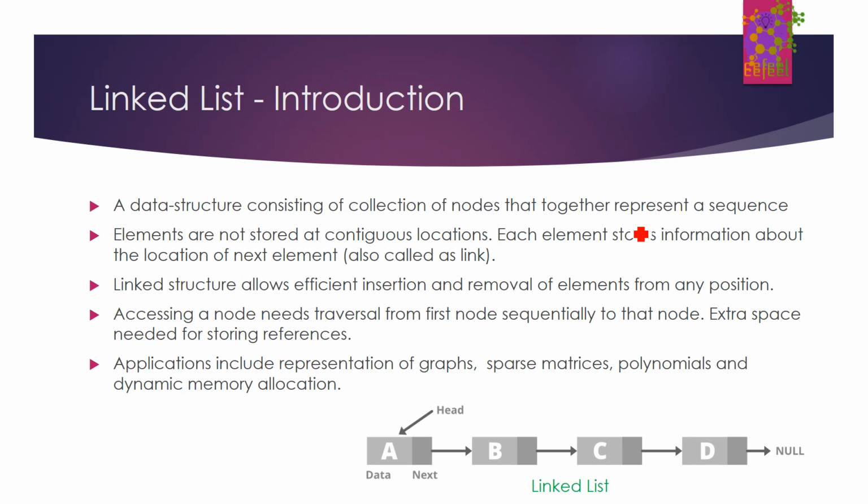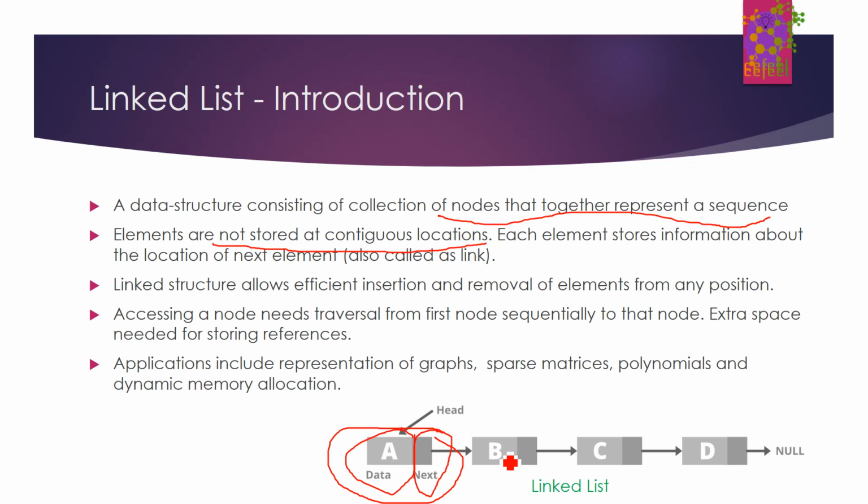It consists of a collection of nodes which together represent a sequence, but they may not be stored at contiguous locations. In every node there are two parts. One is the data, which is the actual data that is part of the linked list, and then there is a pointer, the next pointer, which tells us the memory location of the next node. So something like this: you can see a node is this, and we have a data part. In this case, A is the data, and then there is a next pointer that points to the next node.